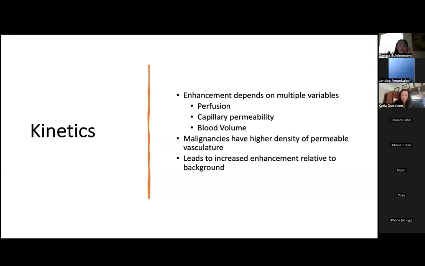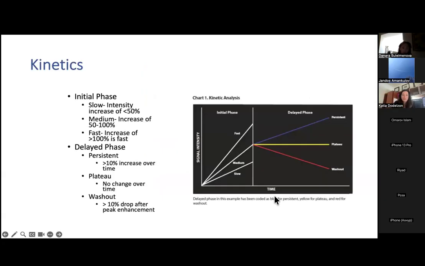Lots of benign things can show wash in and wash out. Lots of malignancies can actually have very slow, persistent enhancement. And so these are the phases that we talk about, and if you are going to talk about kinetics, this is how you should describe it. And that is, how does it enhance on the very first initial phase? Very quickly, does it enhance? Medium versus slow? And then what happens afterwards? Does it continue to persistently enhance over multiple serial time points? Does it kind of stop and plateau? Or does it actually lose signal and wash out? And those are the three curves.